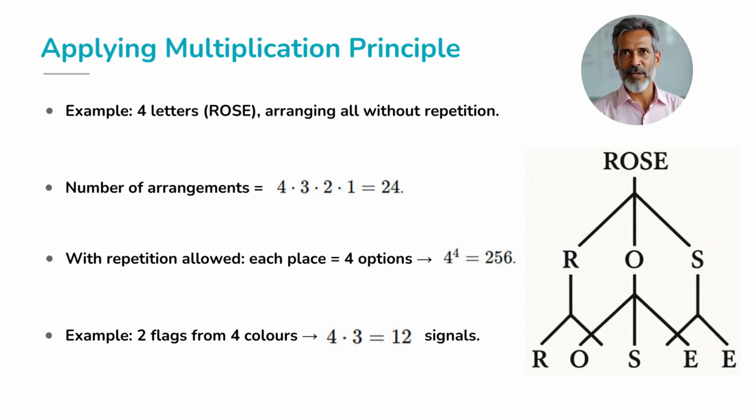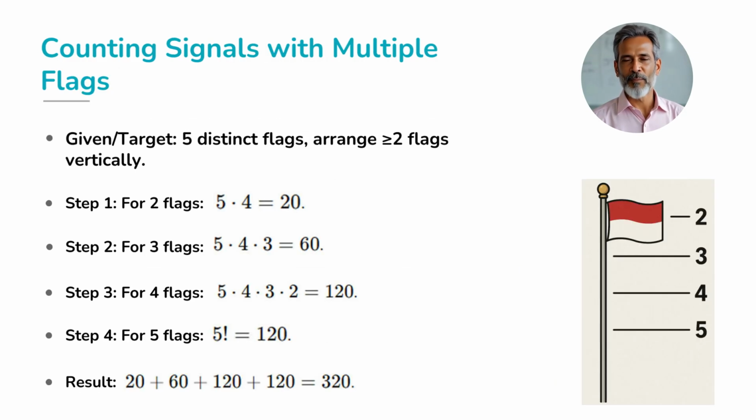Or consider colored flags. Suppose you pick 2 out of 4 distinct flags and place them vertically. The top position can be filled in 4 ways and the bottom in 3 ways. That's 4 times 3 equals 12 signals. So whether it's words, numbers, or colorful flags, the same multiplication principle works like magic. Now, let's level up with a slightly bigger challenge.